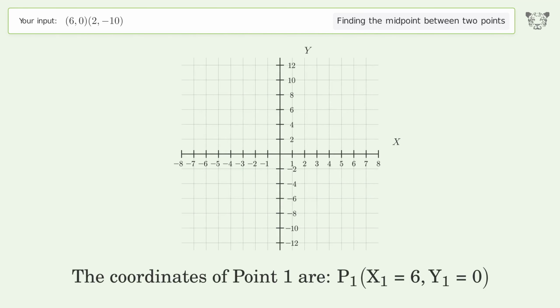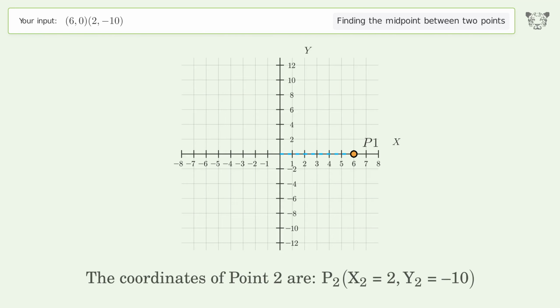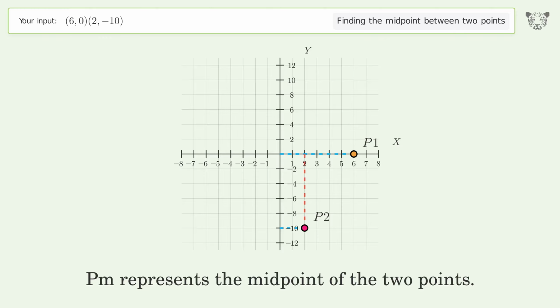The coordinates of point 1 are x1 equals 6, y1 equals 0. The coordinates of point 2 are x2 equals 2, y2 equals -10. PM represents the midpoint of the 2 points.